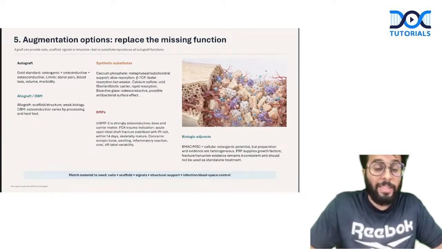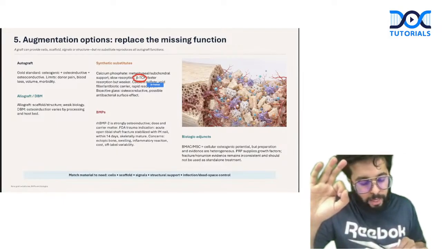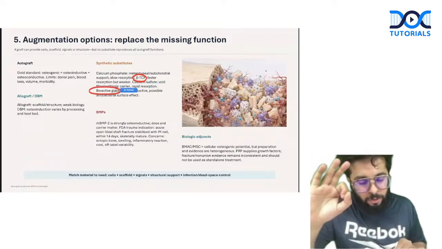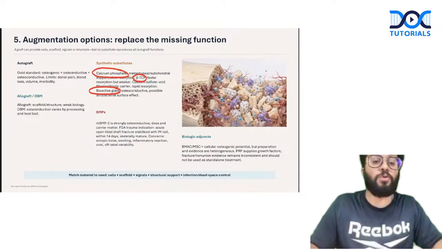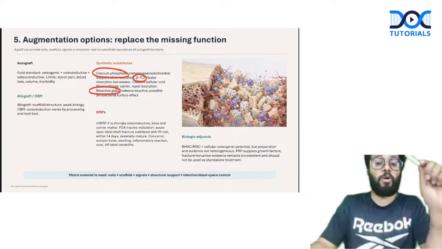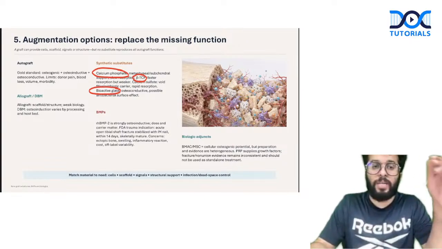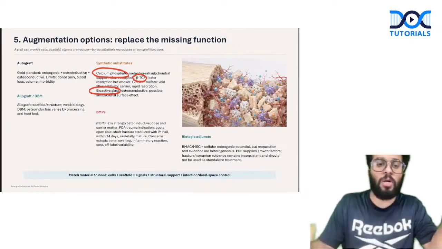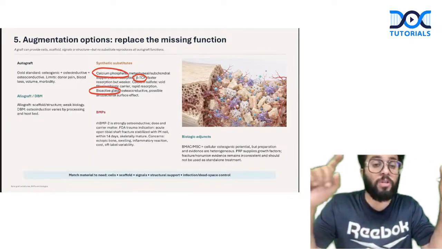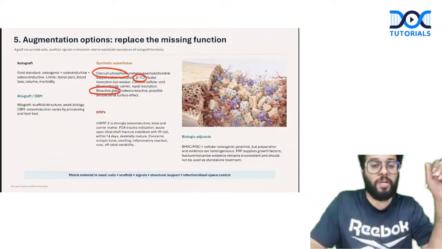Then there are synthetic substitutes. You have beta TCP, calcium phosphate, and bioactive glass. Mention these three. The examiner expects you to mention bioactive glass. It's very important. Why does bioactive glass become an important part of your answer whenever you mention augmentation options along with autograft, allograft, and synthetic substitutes? Because other than being osteoconductive, it has an antibacterial surface effect.